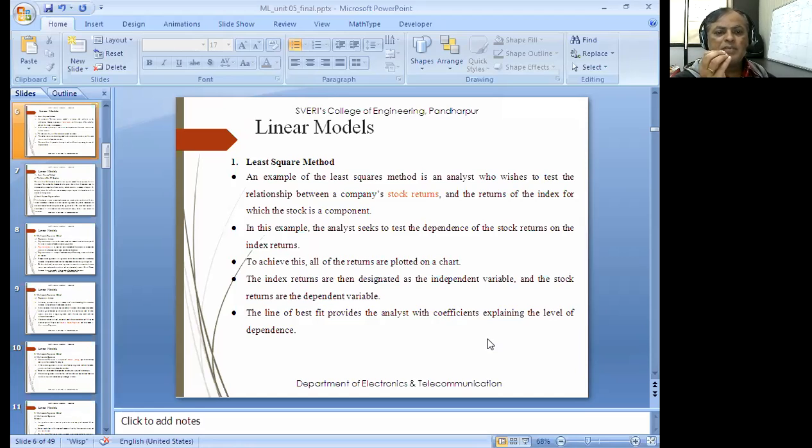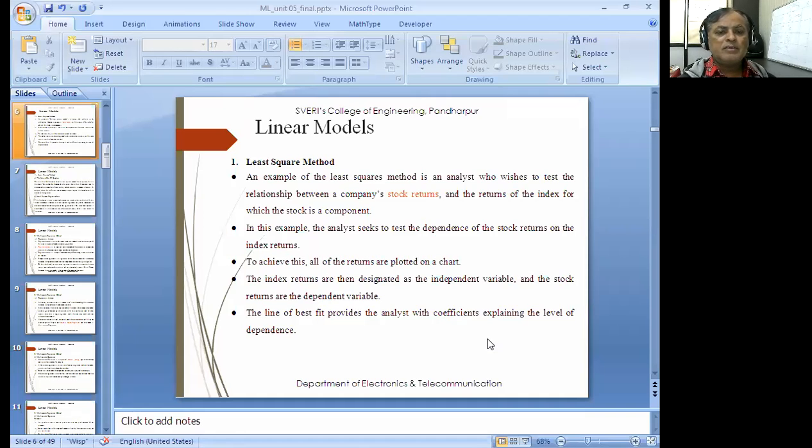So the analyst is able to test whether the stock returns depend on the index return. To achieve this, all of the returns are plotted on a chart. For visualization purposes, you can plot all these returns and then you will get an idea whether both are dependent or independent of each other. That will be very helpful for stock analysis. The index returns are then designated as the independent variable and the stock returns as the dependent variable.